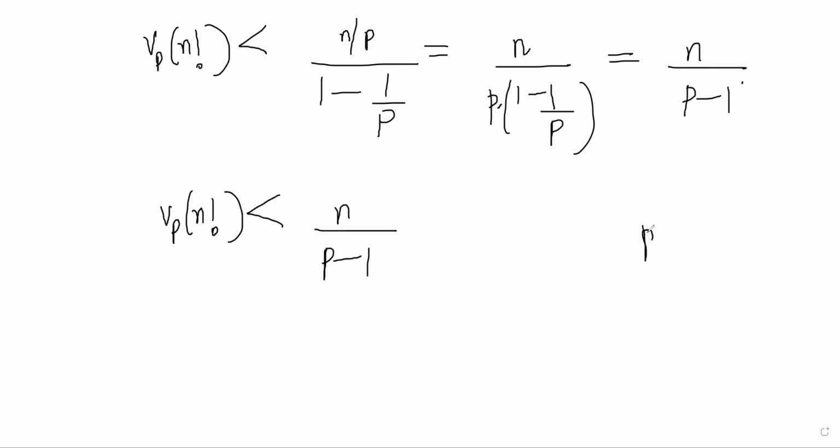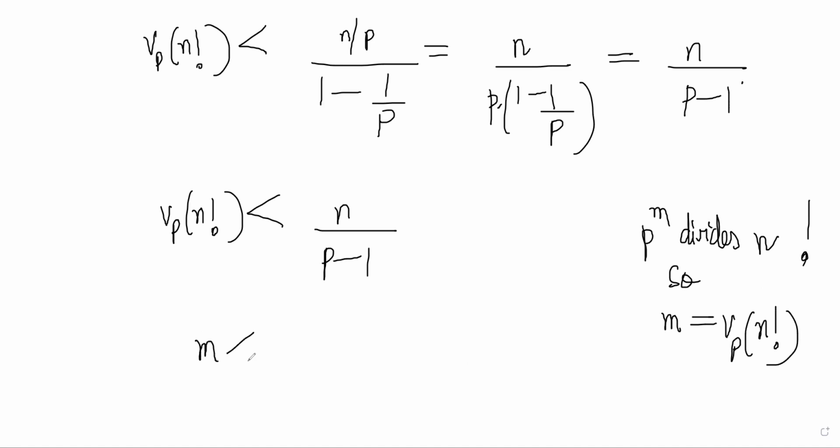And we knew that p^m divides n factorial. So m is equal to Vp(n!), right? So we get m is less than n by p minus 1, which is the inequality that we wanted to prove. And remember this inequality because we'll be applying it in problems in the future. This is an interesting inequality. It will be useful several times in the future in problems. Okay, so keep that in mind.